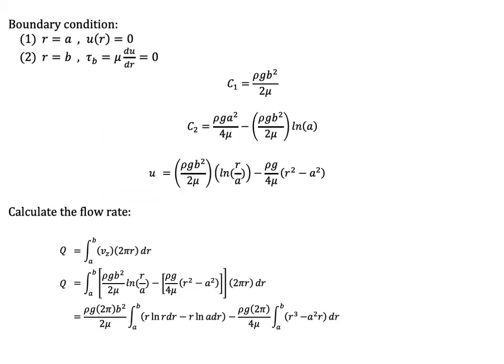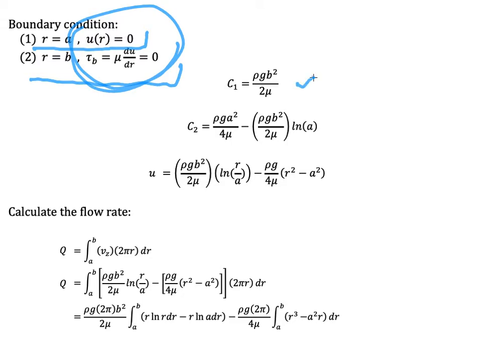Here we put the boundary conditions as this one. We assume that when r is equal to a, the velocity is 0. And when r is equal to b, we assume that mu du/dr is equal to 0. I think you already know the meaning of this one. After that, we substitute into the equation. We could get C1 equal to this, and C2 equal to this. Then if we substitute the values of C1 and C2 and factorize certain items, we could get u equal to this one.